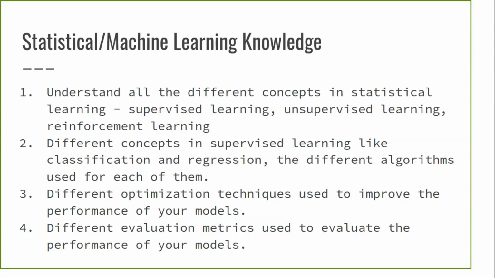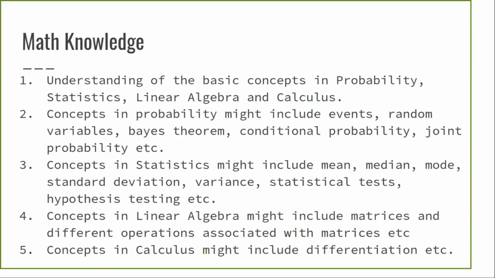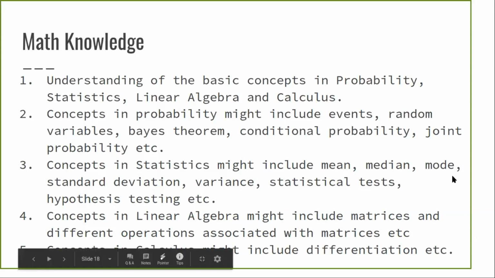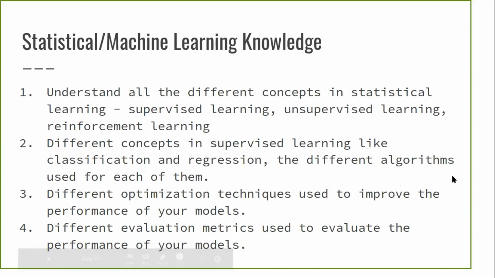Like in math also, you don't need to know everything that exists in probability. You don't need to know everything that exists in statistics, but a lot of the things around Bayes theorem, a lot of the things around mean, median, mode, deviation, variance, hypothesis testing, and stuff like that, right? So this is math knowledge. This is statistical and machine learning knowledge.